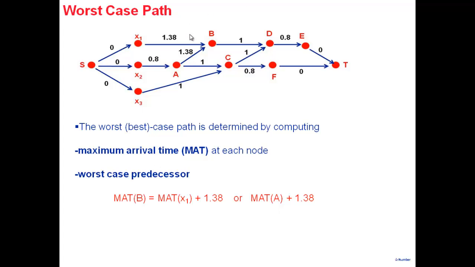I can't determine the maximum arrival time at B unless I know the maximum arrival time at A or at X1. So I have to compute in a proper sequence. Of course, we'll compare the two, and let's say this comes out to be higher. Then we will know the maximum arrival time at B, and we'll also know that the worst case predecessor is A. Right? So we'll keep that.